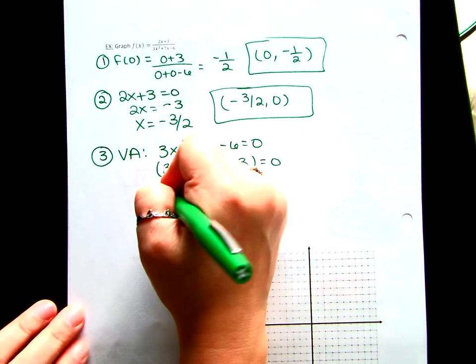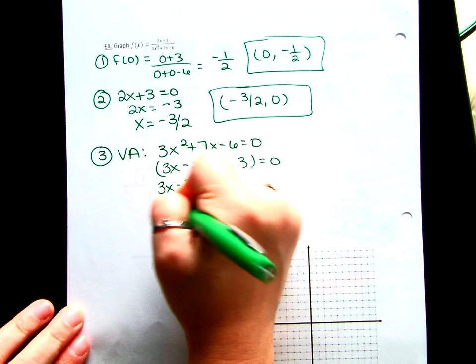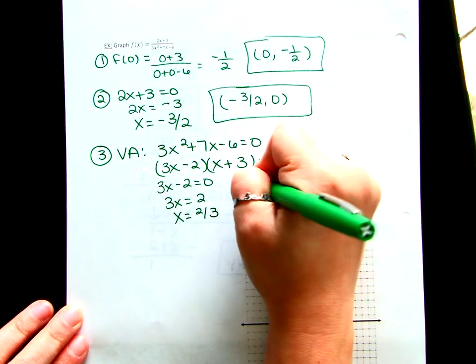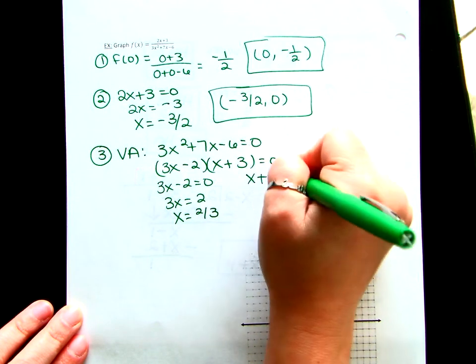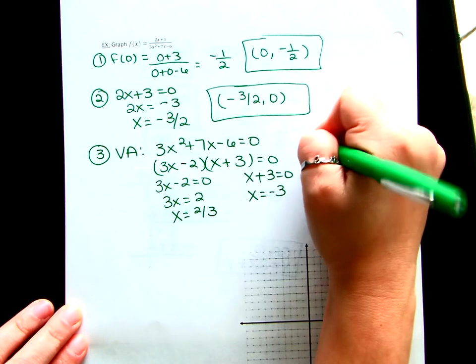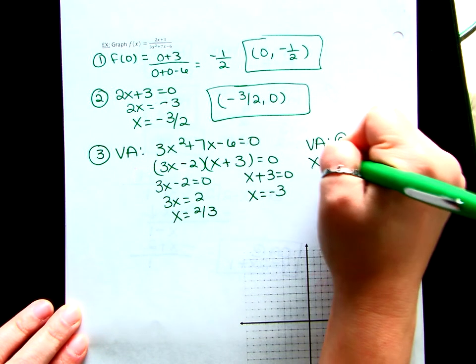Then we set each of those equal to 0 to find where our asymptotes are going to lie. So we have vertical asymptotes at x equals -3 and at x equals positive 2/3.